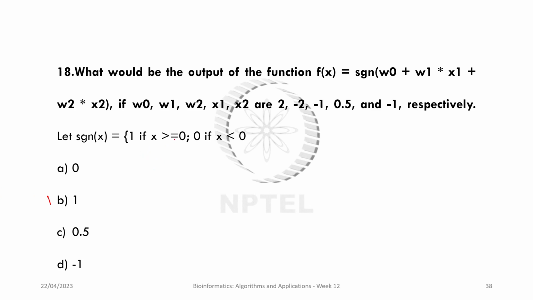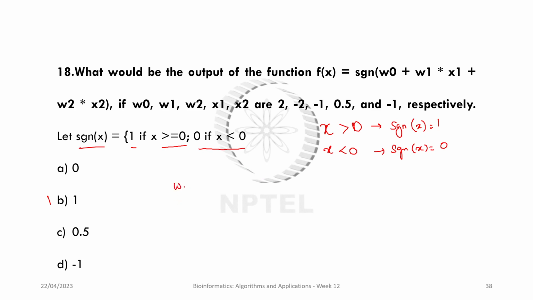If W0, W1, W2, X1 and X2 are 2, minus 2, minus 1, 0.5 and minus 1 respectively, let sgn of x be equal to 1 if x is greater than 0 and 0 if x is less than 0. So if x is positive, greater than 0, sgn of x is equal to 1. And if x is less than 0, sgn of x is equal to 0.